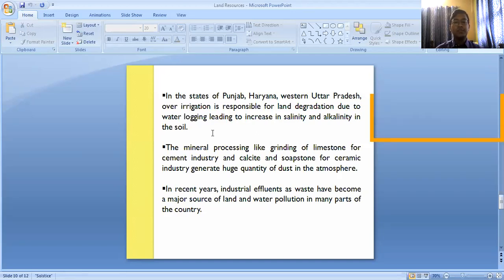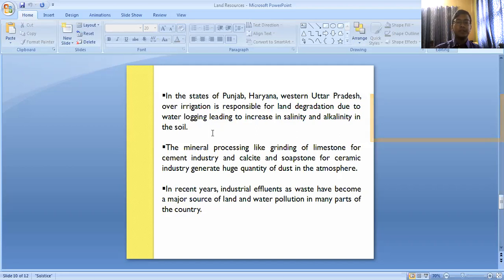In these states, Punjab, Haryana, and Western Uttar Pradesh, a larger part of the land resources is used for agriculture. In order to carry out agricultural activities, the farmers need water, so they take help of irrigation facilities, basically canal irrigation, tubewell irrigation, and all. The water from the canals is supplied to the agricultural fields, and an excessive amount of water is supplied. The soil has some capacity to absorb water, and beyond that, if an extra amount of water is provided, what will happen? It cannot absorb the water, so waterlogging will take place.